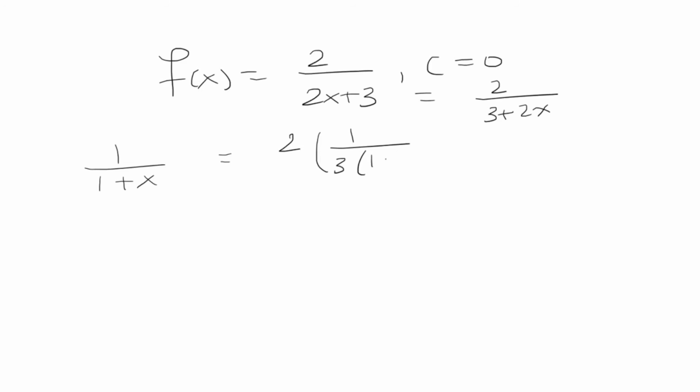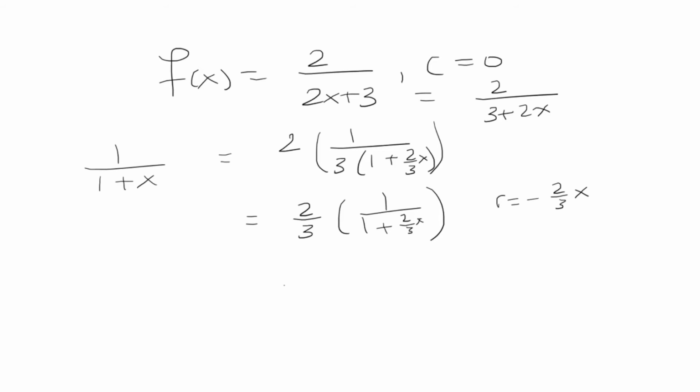Factor out a 3, we have 1 plus 2/3 x. So in other words, that's 2/3 times 1 over 1 plus 2/3 x. This is a geometric series with ratio negative 2/3 x. And we know that 1 over 1 plus x will be of the form negative 1 to the n times x to the n from n equals 0 to infinity. But here, x plays the role of 2/3 x.